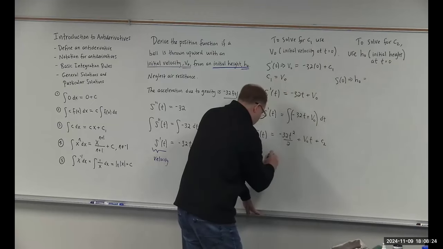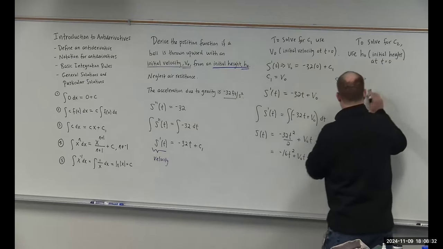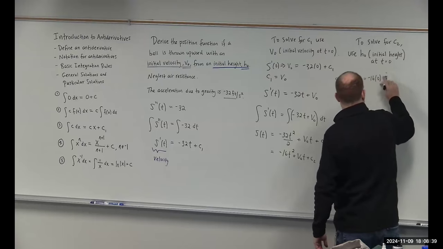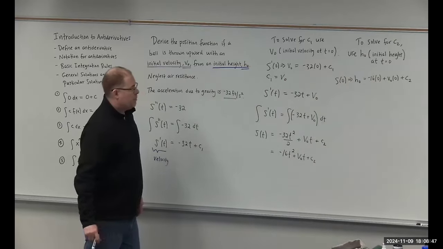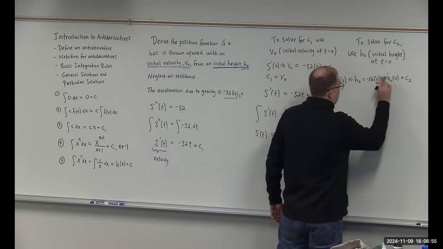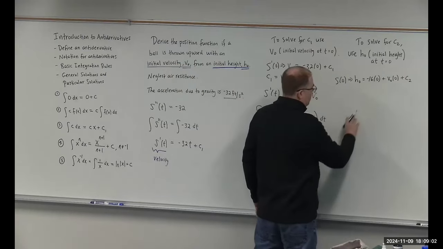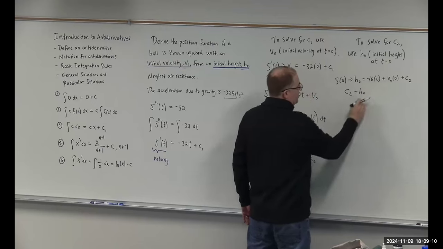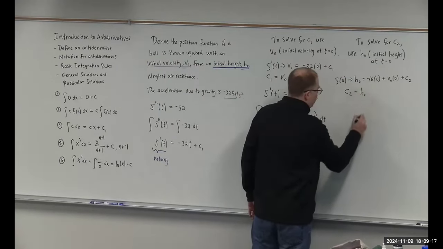By the way, we can simplify this a little bit more here. So we have minus 16 times zero plus v naught times zero, plus c2. Of course, those terms with zero are going to go away. And so we're left with c2 equals h naught. So this term is zero, this term is zero, so we're left with the fact that c2 must be h sub zero.